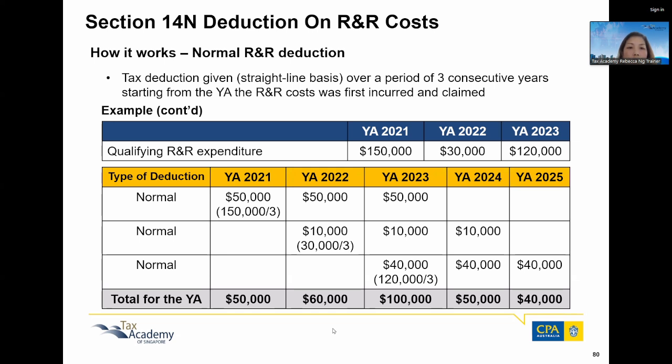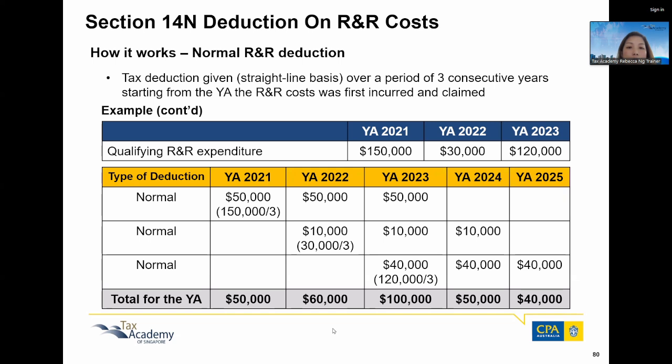So for the 150,000 that I have incurred in YA 2021, I cannot claim everything in YA 2021. I will claim 50,000, 50,000, 50,000. That is for normal R&R costs, because section 14N provides for a period of 3 consecutive years. Then for YA 2022, under normal circumstances, I will claim 30,000 over a period of 3 years.